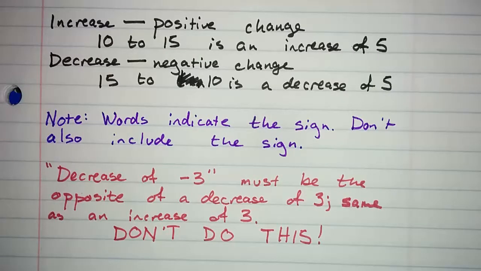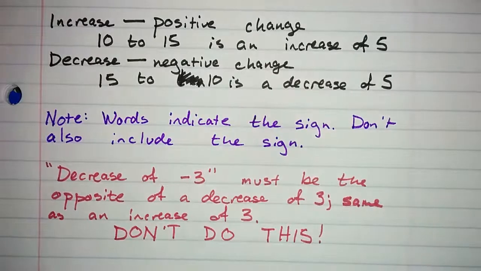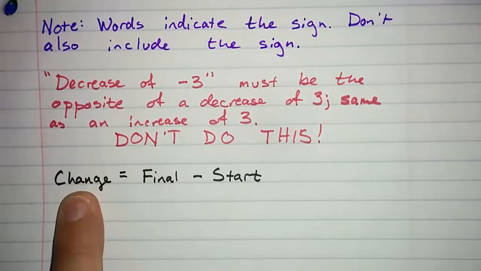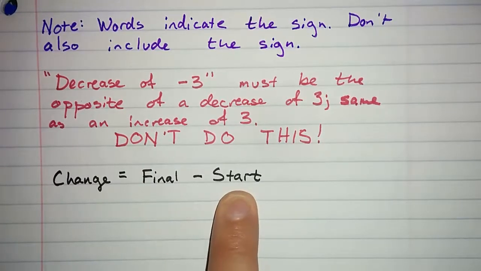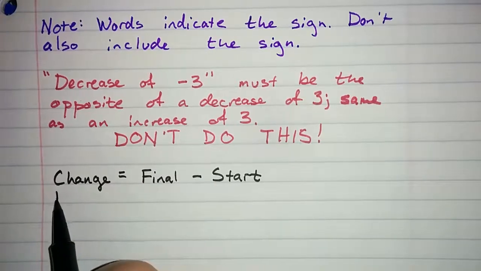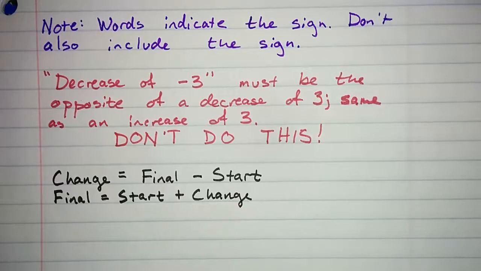All right, so we know how to find the signed change, and we know how to describe it. So far, not very useful, right? But here's the deal. We have this sentence. The change in a quantity is the final quantity minus the starting quantity. We can rewrite this sentence as a sentence involving addition. And we see that the final quantity is the starting quantity plus the change.